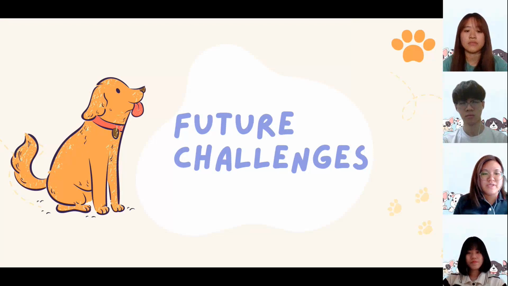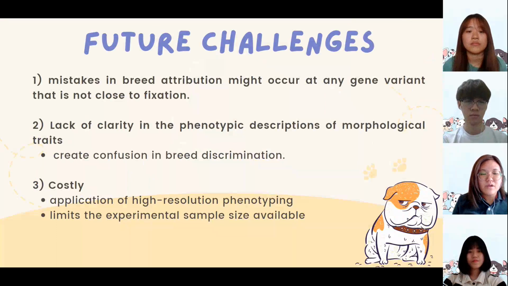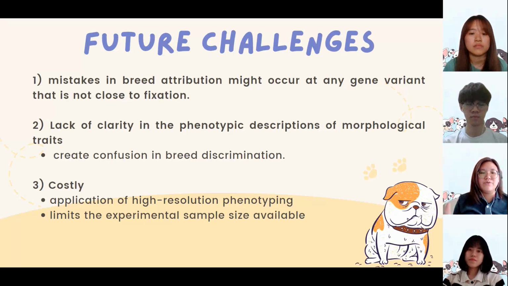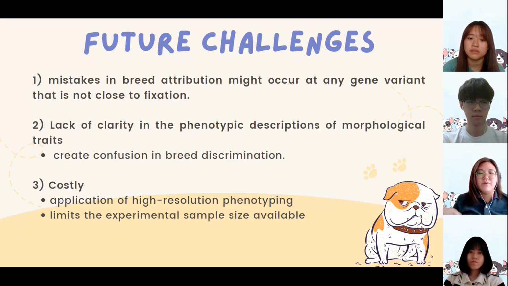So I'll proceed with the presentation with future challenges. For the first challenge, mistakes in breed attribution might occur at any gene variant that is not close to fixation. The second challenge is that a lack of clarity in the phenotypic descriptions of morphological traits such as the ear shape and the length of hindquarters may create confusion in breed discrimination. The third future challenge is that connecting genotypes with phenotypes from the same individual through the application of high-resolution phenotyping is very costly. This will limit the experimental sample size available.